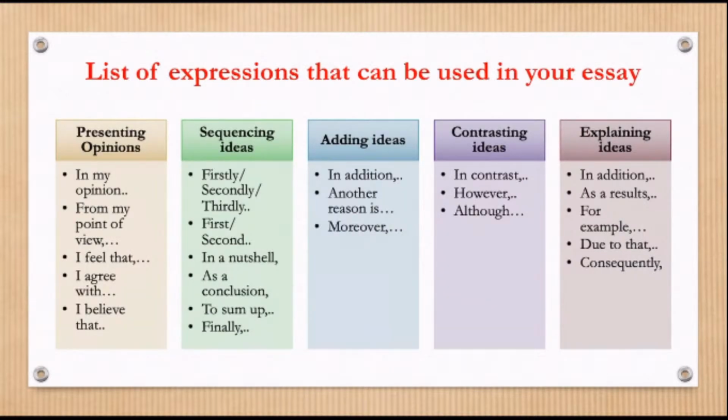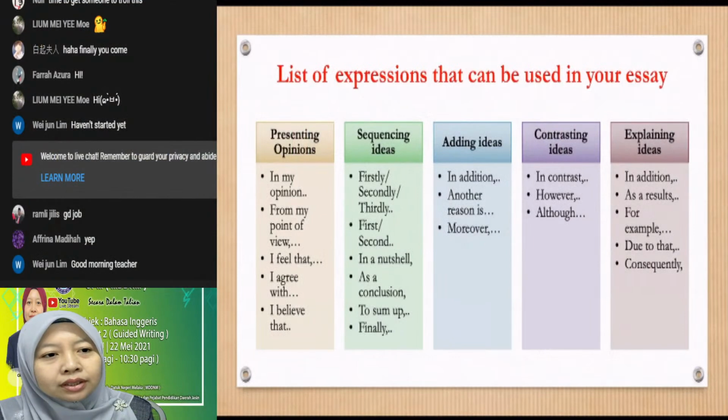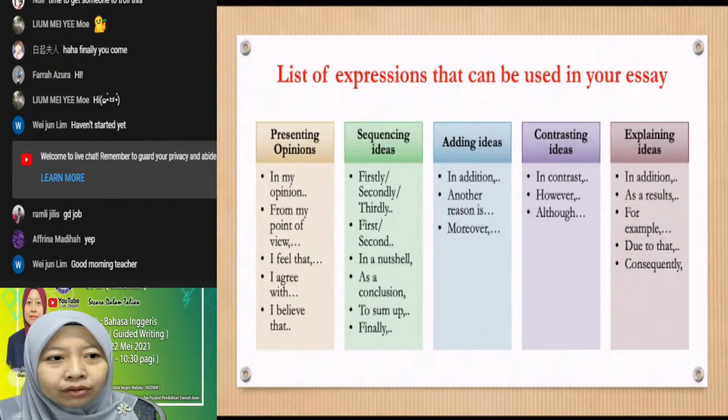Okay, before we proceed to the first sample, here is the list of expressions that you can use in your essay. When we talk about argumentative writing, you need these expressions, these phrases, okay, to support your writing. When you want to present opinions, what should you start with? How can you start your sentence? How can you say it when you want to sequence ideas, add ideas, contrast ideas, and also explain ideas? Okay, firstly, the expressions that you can use when you want to present your opinion are: in my opinion, I think. Then the second one: from my point of view, I feel that, I agree with, I believe that. Okay, or you can also say, personally, I think that.